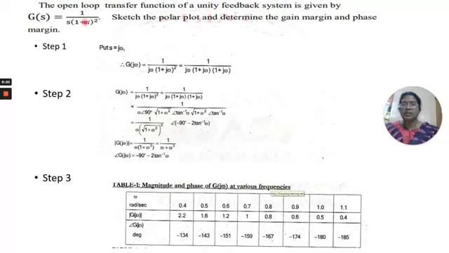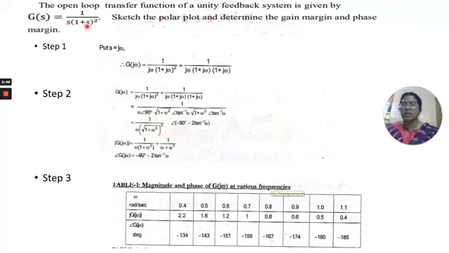So in step 1 we are going to substitute s equal to j omega. So this becomes G(j omega) equal to 1 divided by j omega into (1 plus j omega) into (1 plus j omega). Okay, so you open this term like this. Why have we opened this? We have to find the magnitude and angle separately. In step 2 we are going to find out the magnitude and angle separately. So we have to find out the magnitude and angle of each term.